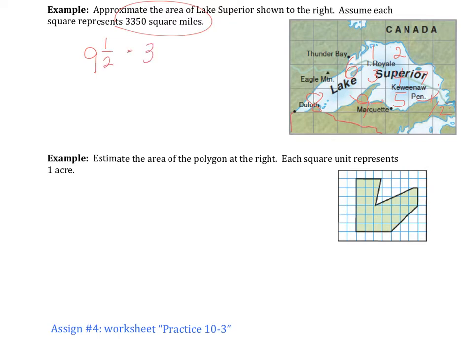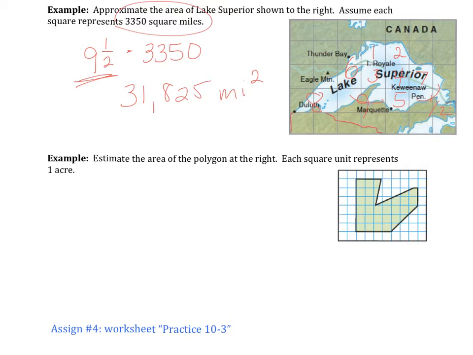I'm going to multiply that by my 3,350 square miles. And when I do that, let me get a calculator here so I don't give you the wrong number. So 9.5 times 3,350 gets me to an area of 31,825 miles squared. Again, as long as you can show us your work for approximating the total number of squares, we'll work you through any estimation differences here instead of 9.5.